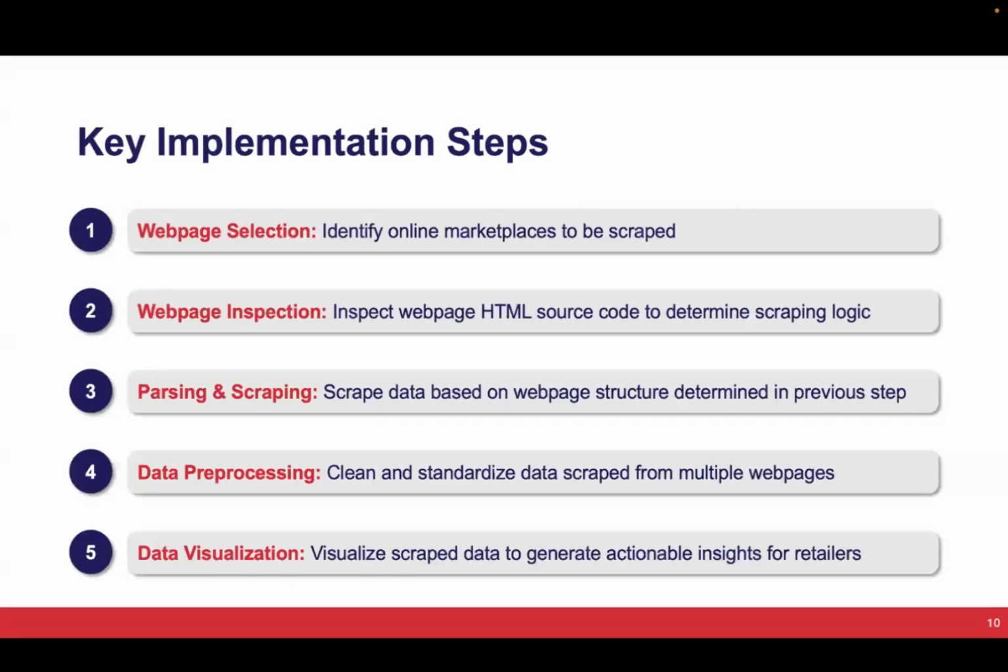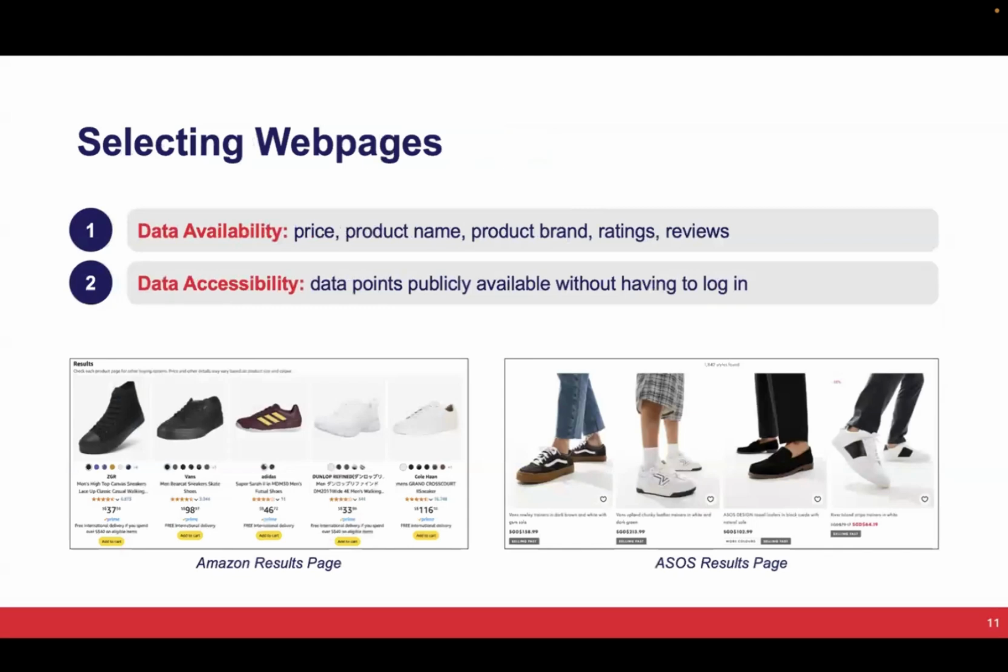So the key steps involved are selecting the target marketplaces to be scraped, inspecting these web pages, and then web scraping to extract the desired data points before processing and visualizing the data to gain actionable market insights. So on selecting the web pages, the key conditions would be availability of data points and the accessibility of data. So data should be publicly available so that we do not violate any data privacy regulations. We can see the results on Amazon and ASOS do adhere to these characteristics, making them ideal choices for web scraping.